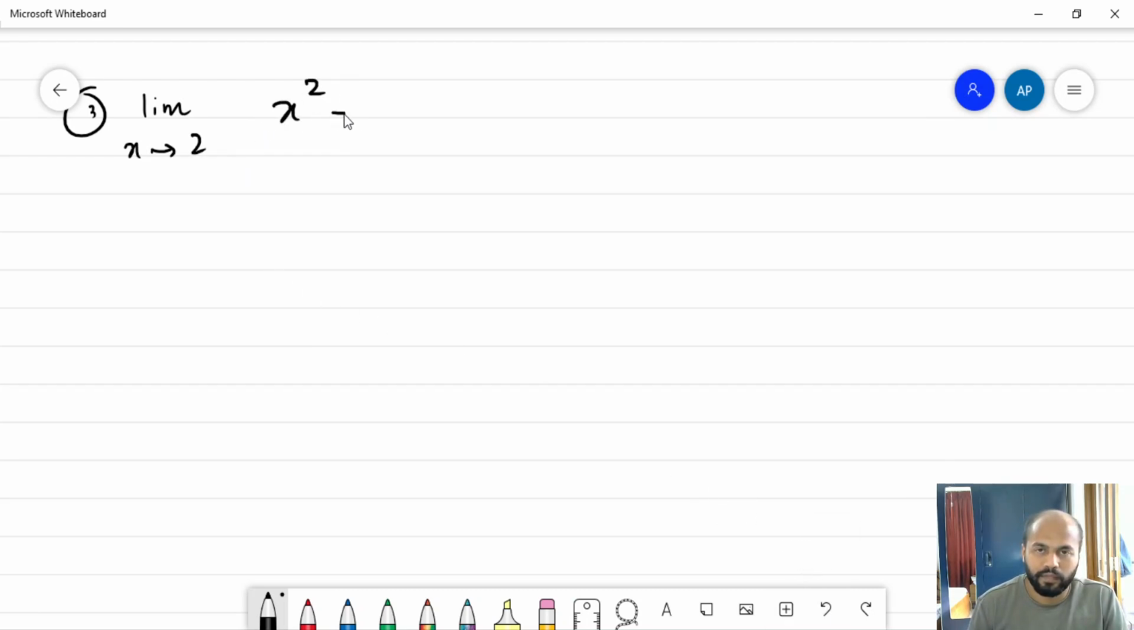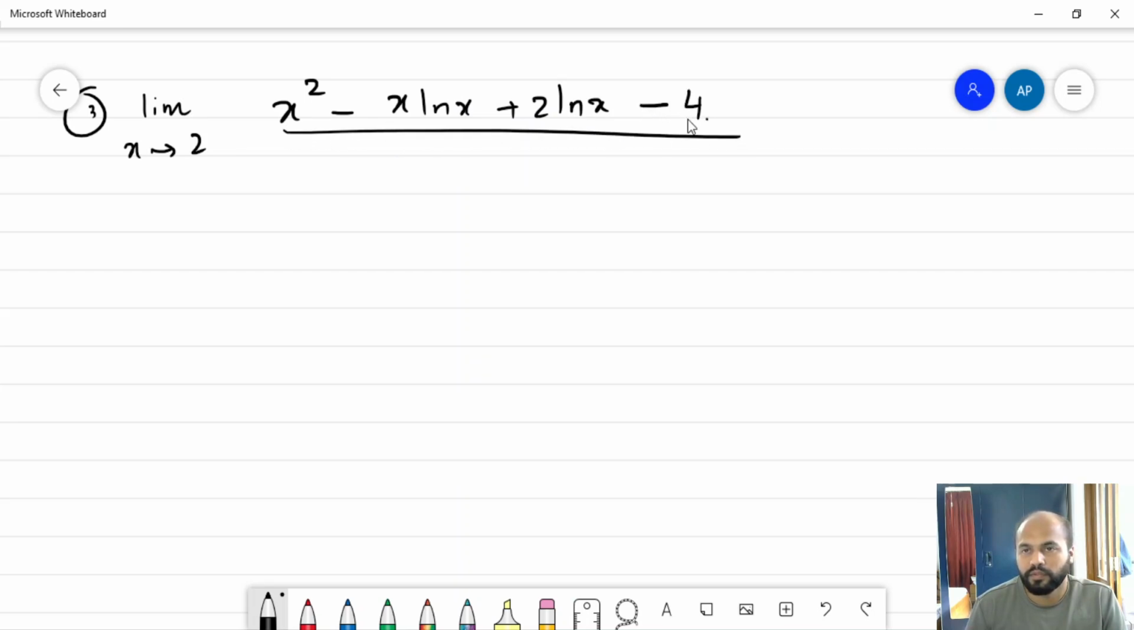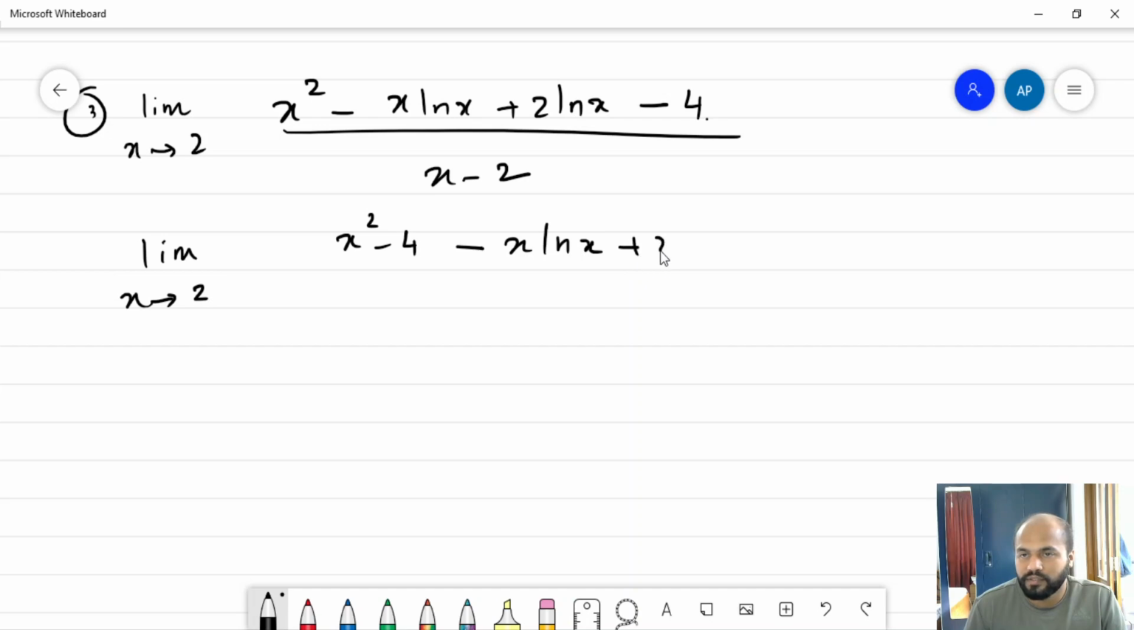Now we have a problem which states the limit of x² − x ln x + 2 ln x − 4, divided by x − 2. So let's see what we can do in this case. The first thing that we have to do is probably factorize. That is, this time we are going to combine x² − 4 together, and over here we will have to combine −x ln x + 2 ln x, divided by x − 2.